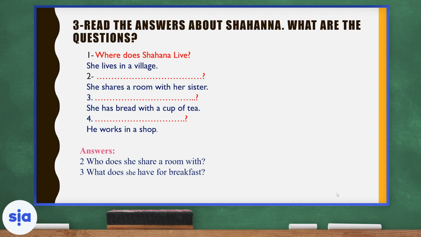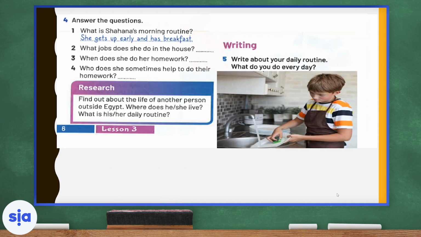Let's read the sentence in number 4. He works in a shop. What do you think the question is? Where does her father work? We're going to move to the next exercise, exercise 4.